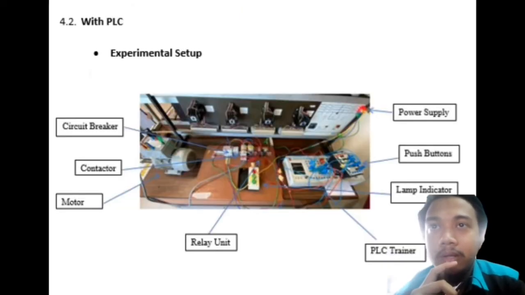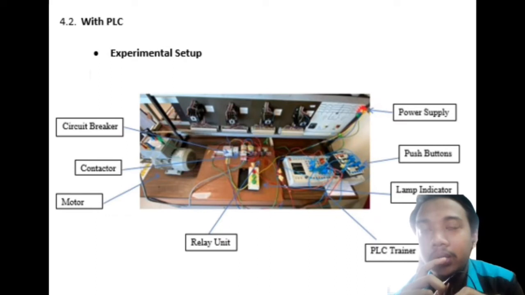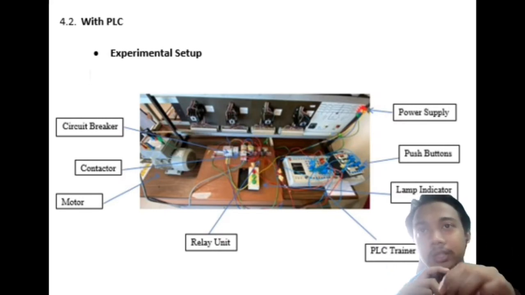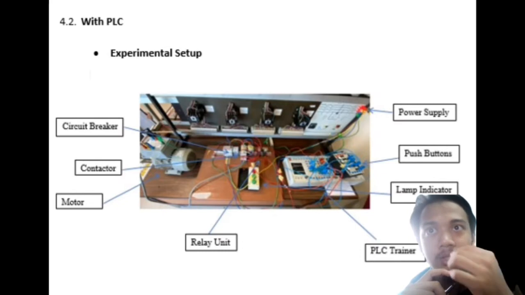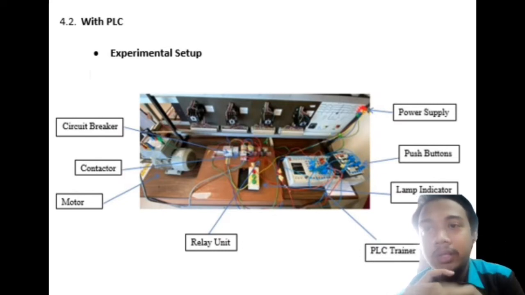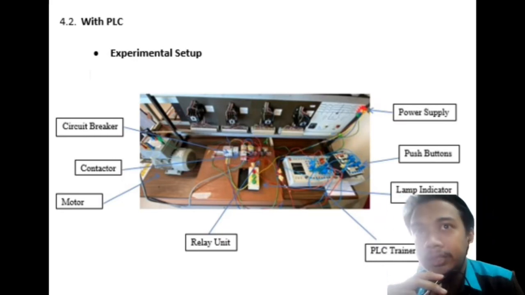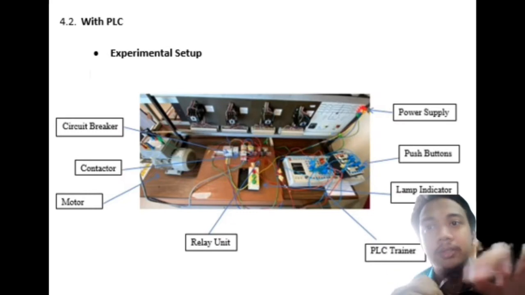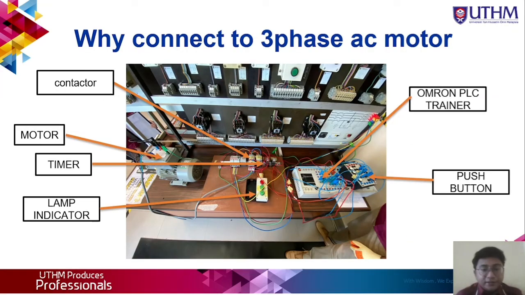Then for the instrument setup with PLC, we put extra equipment which is the PLC trainer and push button set. The connection is the same as before, but we don't use the push button at the panel, so we use the push button on the PLC trainer. The connection is power supply, push button, lamp indicator, PLC trainer, relay, motor, contactor, and circuit breaker. Why connect to a three-phase AC motor? Before that, I will explain my result.